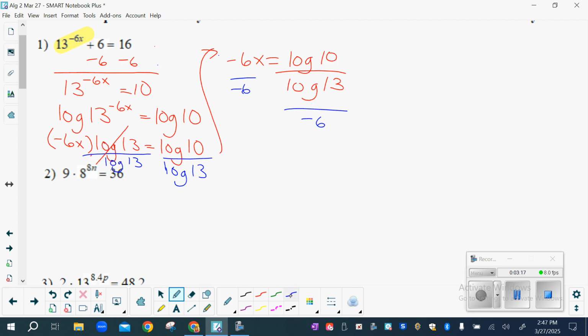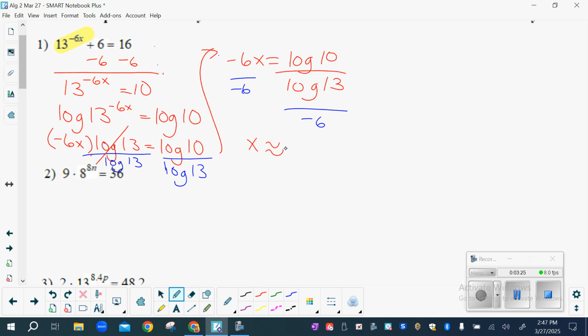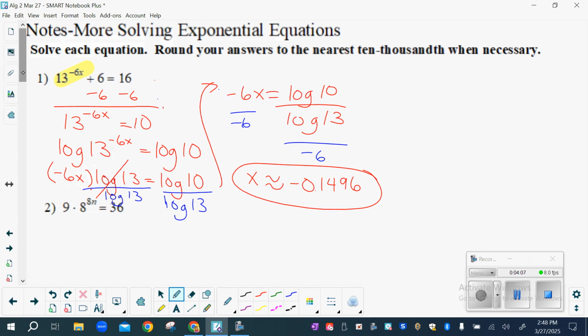Now, when we're putting that in the calculator, what I would do is put this in the calculator first, log 10 divided by log 13, find the answer, press equals, and then divide by -6. So do that on your calculator. And we should get x is approximately equal to -0.1496. So we're rounding to the nearest 10,000, and so that's the 4th decimal place over. Questions on that?